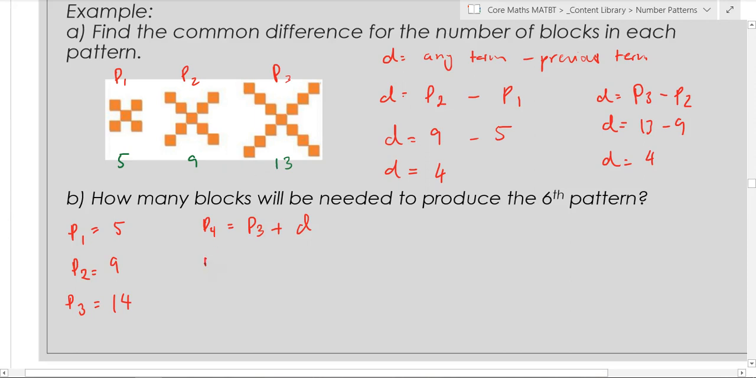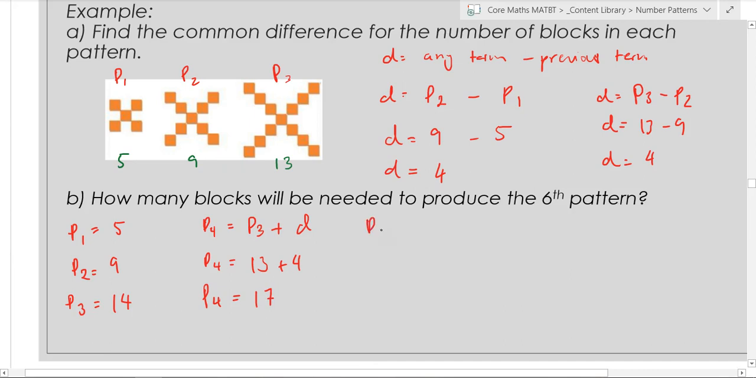So P4 would therefore be P3, which is 13, plus the common difference, which is 4. Therefore, P4 is equal to 17. Notice how what's happened is I've just added 4 to this P3. Okay, and that gave me 17.